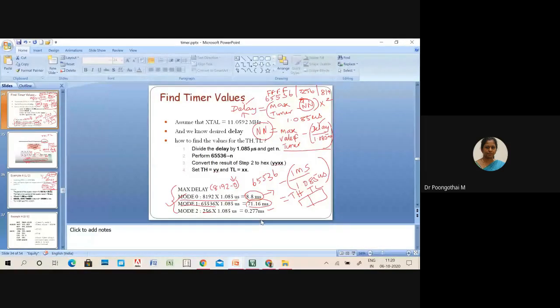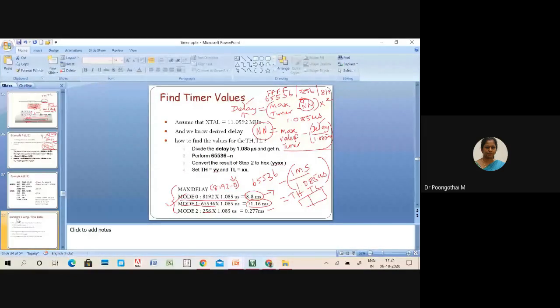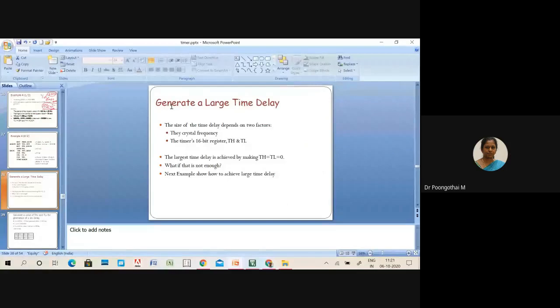In that case, we have another method to generate a large time delay. Your timer register, a 16-bit register, can hold only a 16-bit value. Suppose your time delay value exceeds the 16-bit limit. For that case, we have to repeat the time delay loop by using count registers.